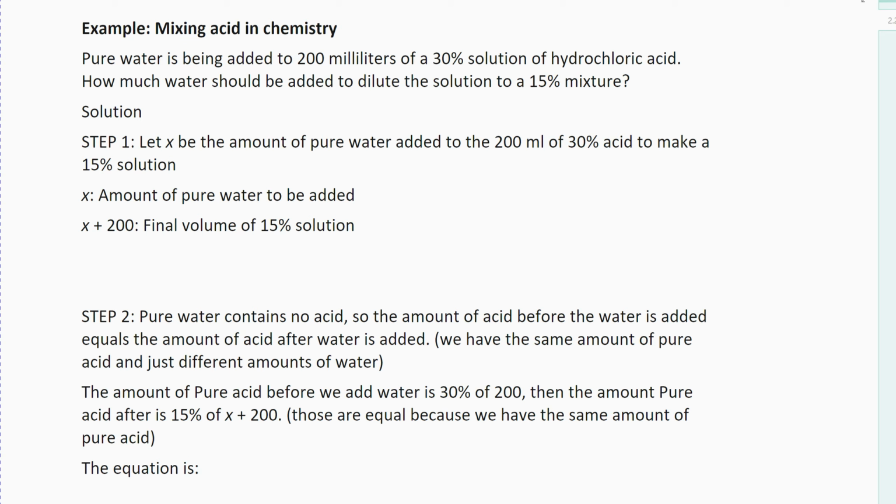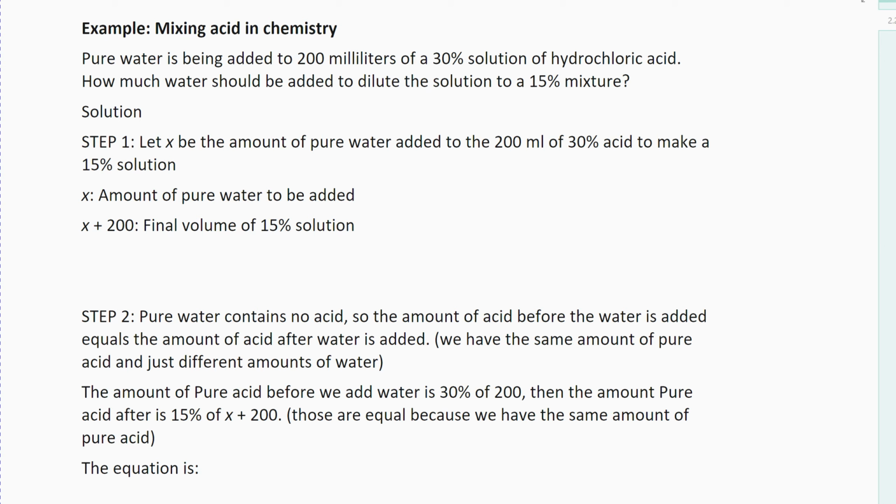All right, so the original amount, 30% of it's acid. We're going to add water to it to make it 15% acidic. Alright, so we'll get to the nitty-gritty of that in a little bit. My first thing is, again, read through the problem and kind of put down what you know, what you don't know.